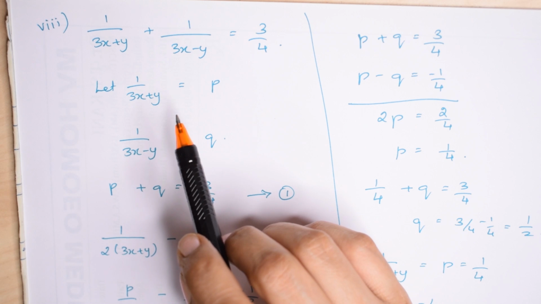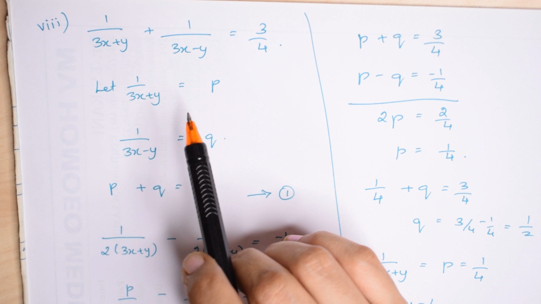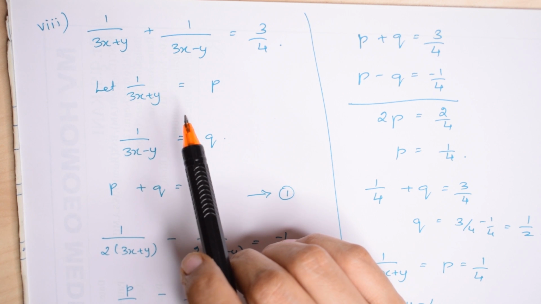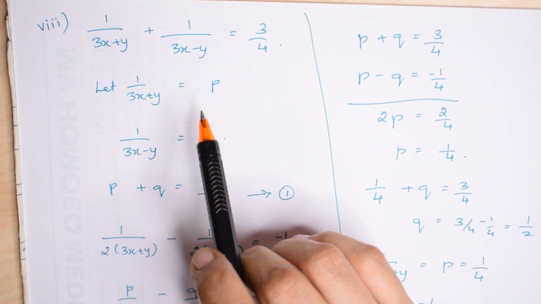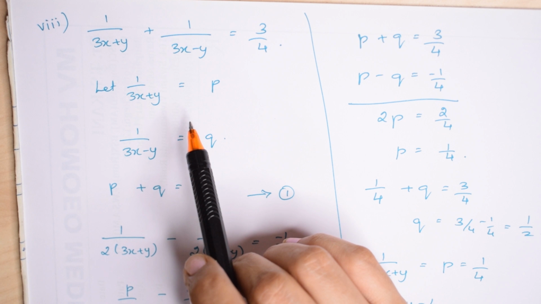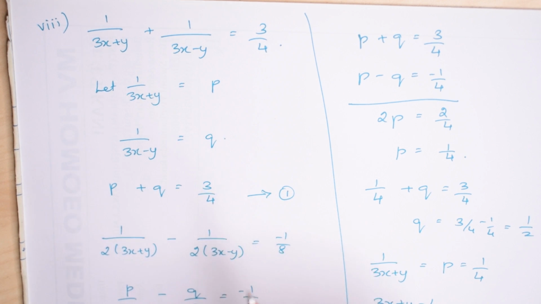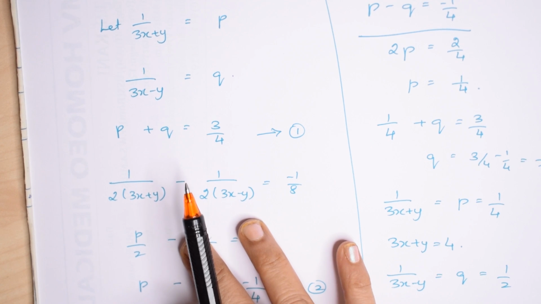Okay, eighth sum. In this the denominators are 1 by 3x plus y plus 1 by 3x minus y. The same denominator is there with 2 and 2 again. So in the place of 1 by 3x plus y I am substituting the value p, and 1 by 3x minus y I am substituting the value q. So the equation becomes very simple.